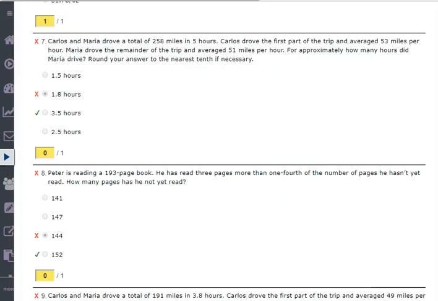Okay, sorry about that. I don't know what happened there. Carlos and Maria drove, so this is a rate question. We're talking about rates. We're trying to figure out, based on each other's rates, who drove how far. So we have to set up an equation. When we have two people that are going on the same trip, we know that the total trip is 258 miles. We also know their rates.